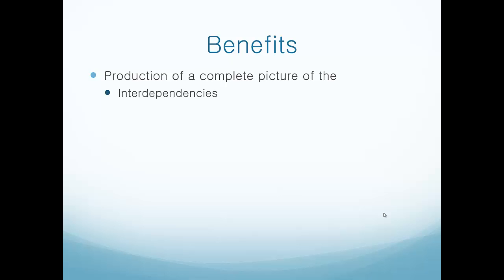So the benefits of a critical path analysis include the production of a complete picture of the interdependencies and interactions to sustain the organization, and these interdependencies and interactions give you a clue in terms of what to look for when you're trying to protect your primary system, and what else to be protected in relation to the primary system of your interest.